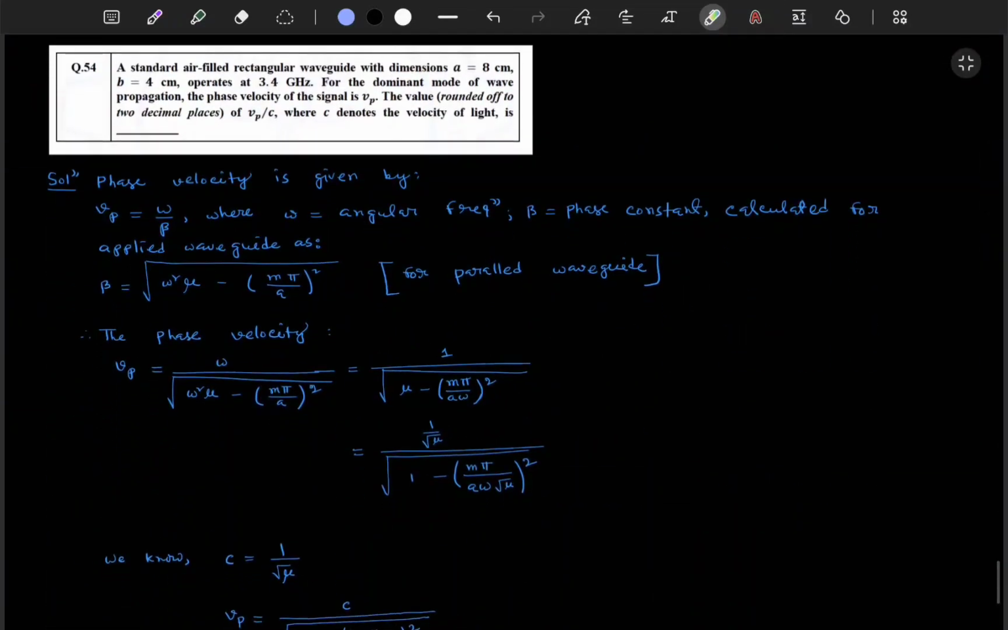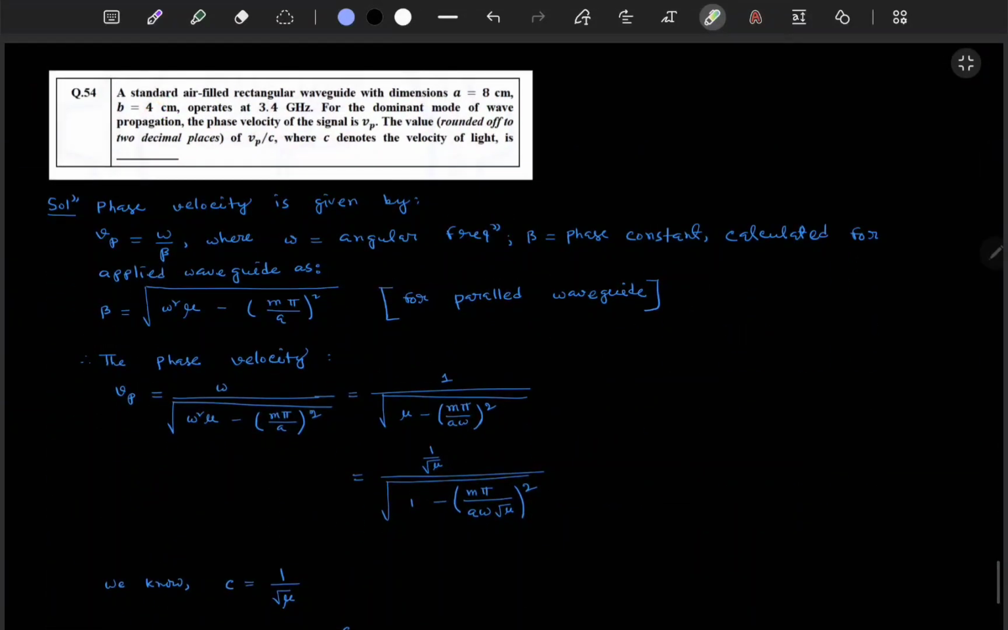Now question number 54. A standard air-filled rectangular waveguide with dimensions a equal to 8 cm, b equal to 4 cm operates at 3.4 GHz for the dominant mode of wave propagation. The phase velocity of the signal, Vp, the value of Vp by c, where c denotes the velocity of light, is dash. So here we need to find the phase velocity by c.